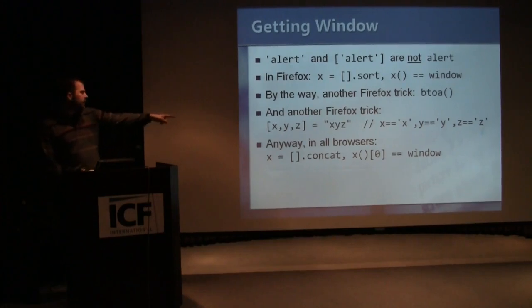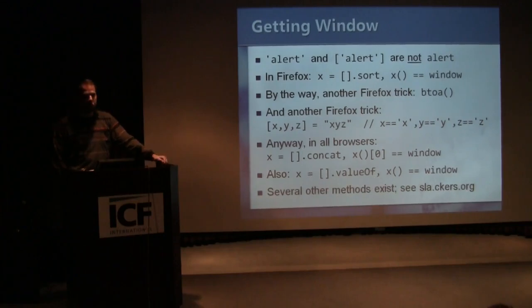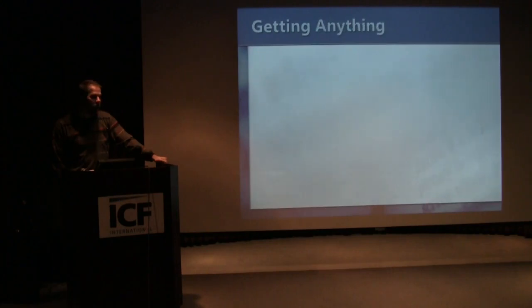Beginning back to all browsers, another way you can pull off window is by getting a reference to concat, calling it blank, and selecting the 0th element, you get window back. Another way is if you get a reference to valueOf, call it on a blank, you'll get window. There's a bunch of other ways to do this. There's a whole thread on Slackers of ways to get the window object, just in all different browsers. So there's definitely other ways of doing it. The concat one is usually the simplest if you're going cross-browser. That works for Chrome too? Yes, works for Chrome.